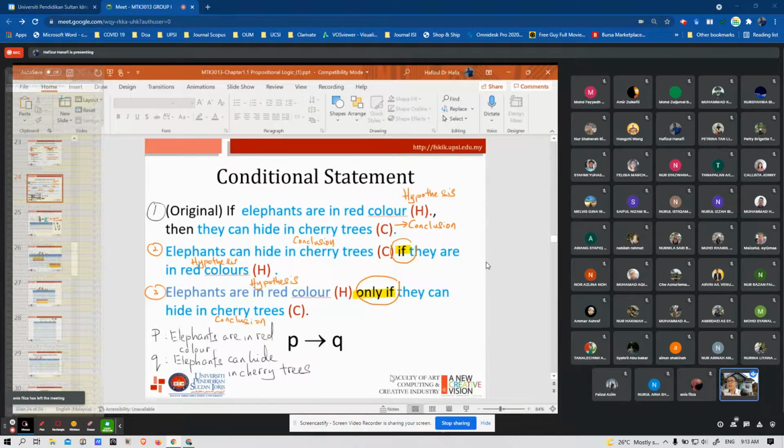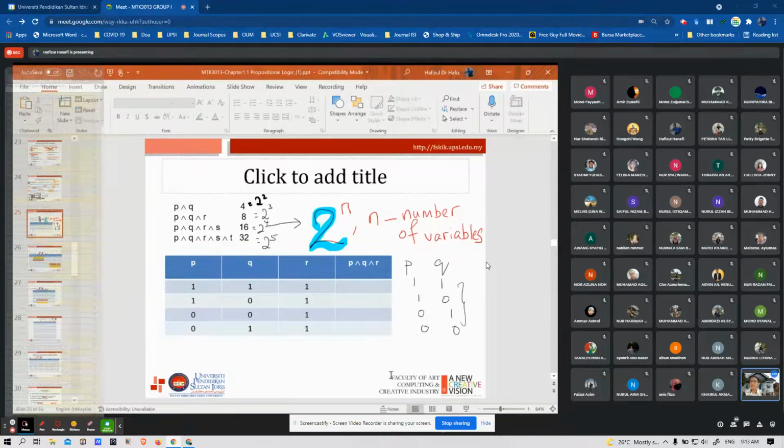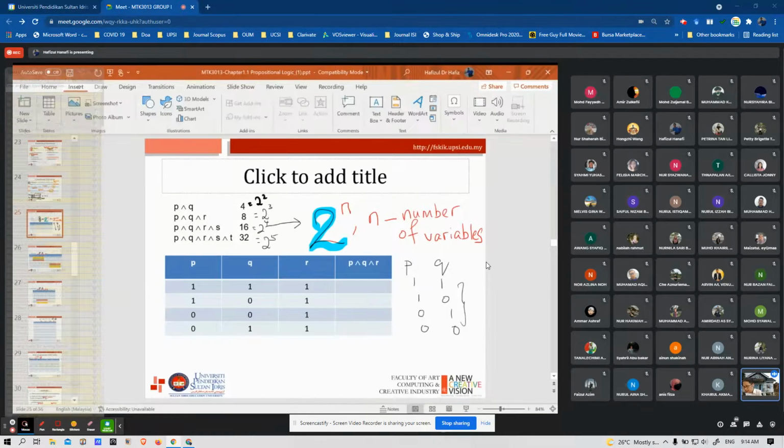Please bear in mind the conditional statement is a compound statement. You need to combine the hypothesis and also the conclusion. Okay. For now, how you create a truth table is based on 2 power of n. N is the variable.